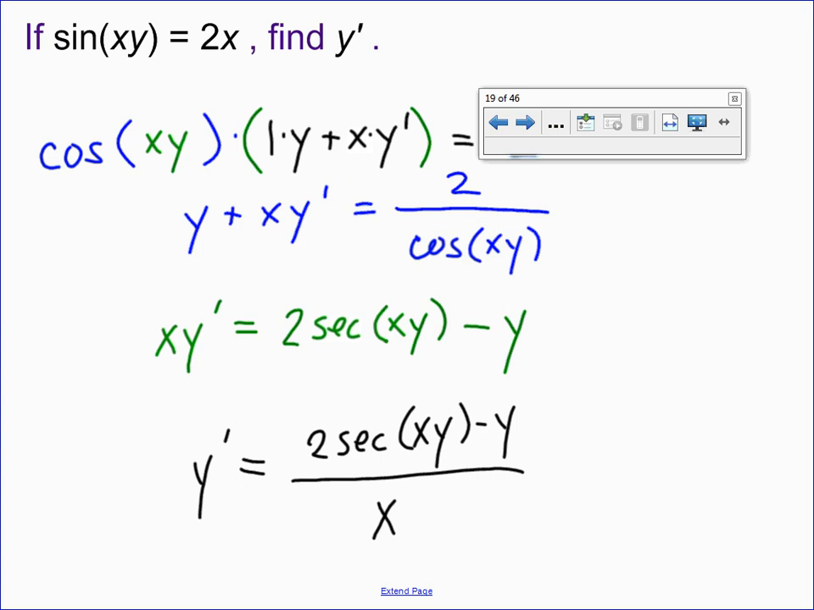Go ahead and raise your hand if you had the equivalent then for y prime. The equivalent, so you handled the product rule inside the derivative of the angle. Way to go, you guys. That's awesome.